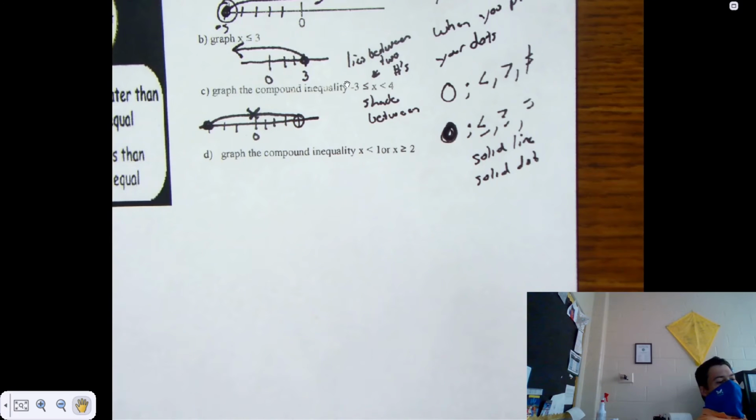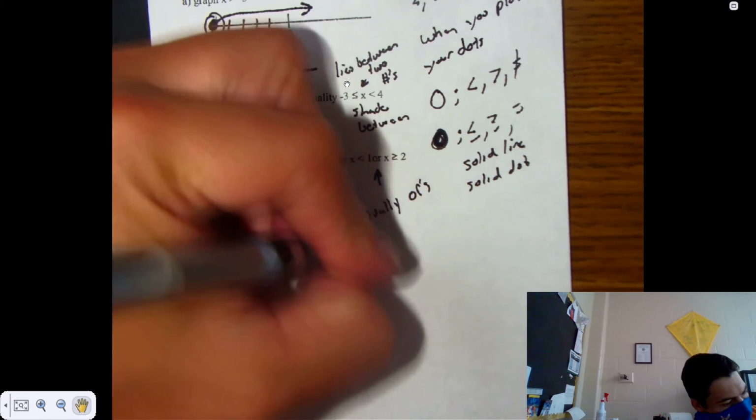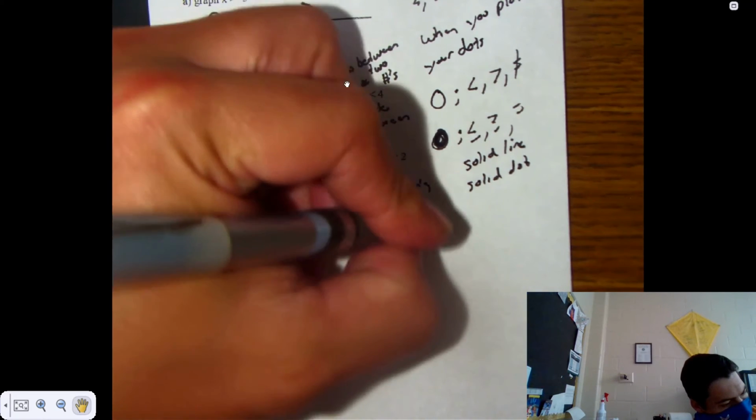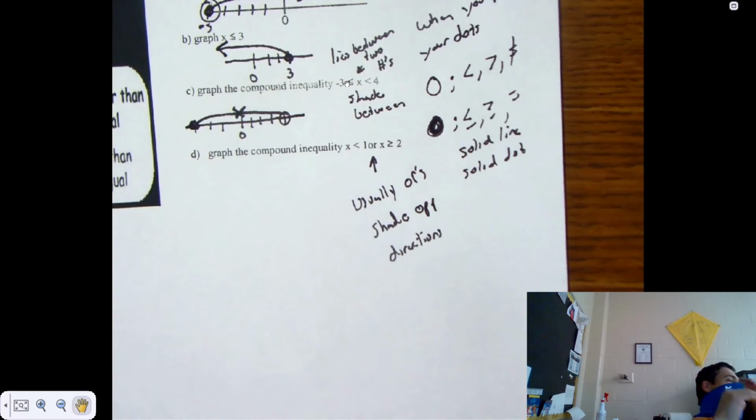Next one's called an OR. And I won't say always, I'll say usually. ORs shade opposite directions. OPP for opposite. Honest to God, the reason I don't write the word opposite is because half the time I misspell it. I don't know why. I just never can seem to spell it properly. Aside from that, it's everything you've been doing.